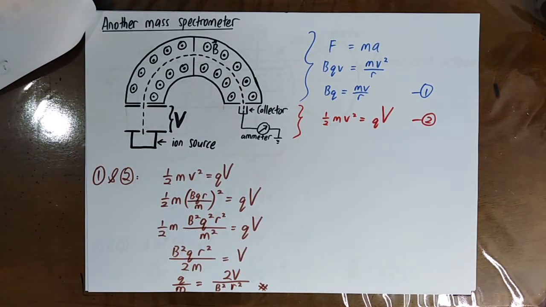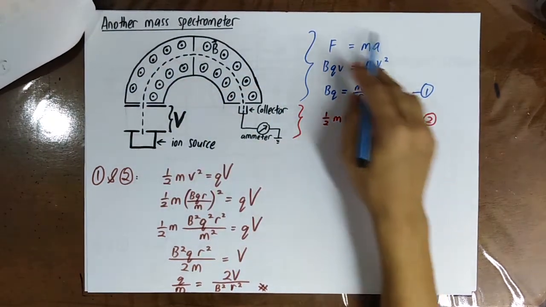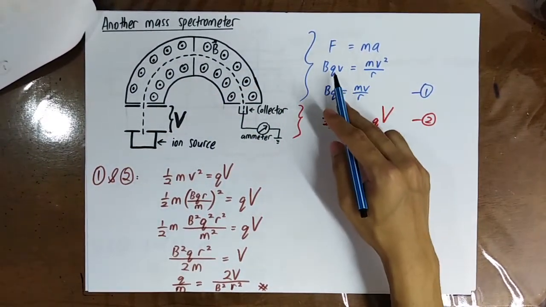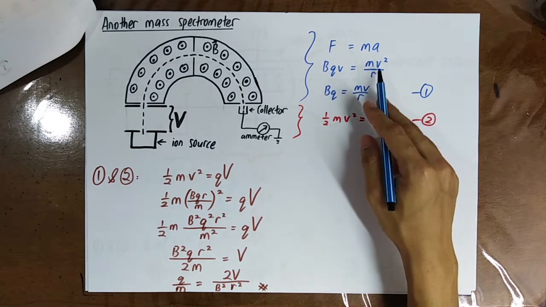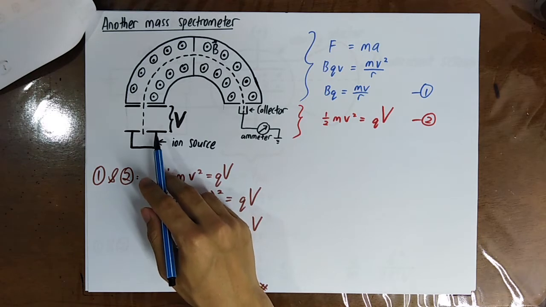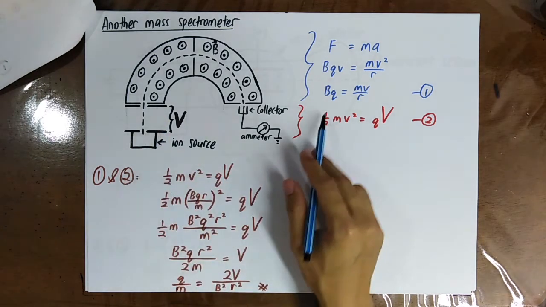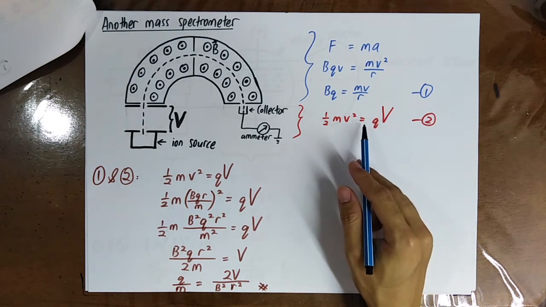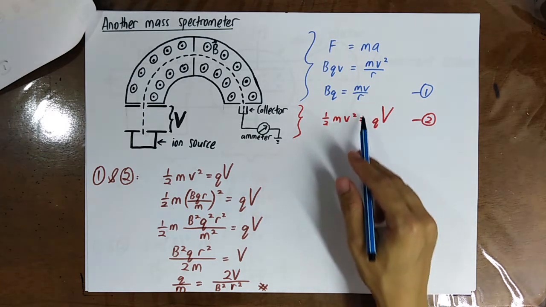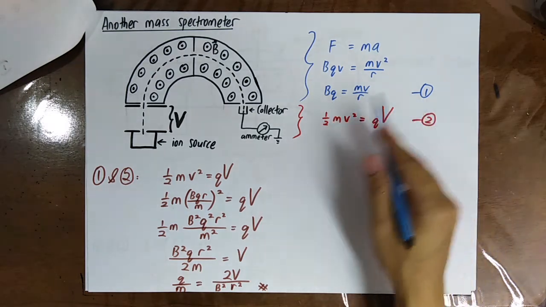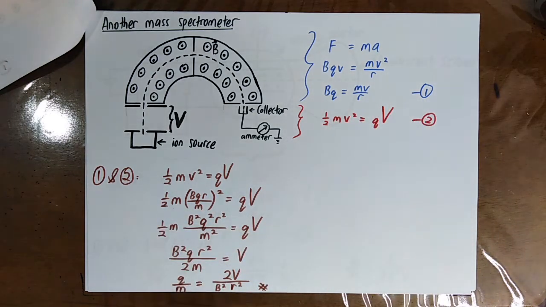Okay, so you know that in this region, you also use the formula that the magnetic force can provide you the centripetal force. And then when you know that the ion is being accelerated by potential difference, you know that the work done by the electric field is equal to the increase in the kinetic energy of the positive ion. So by using these two formulas, once again, you can find the charge to mass ratio.